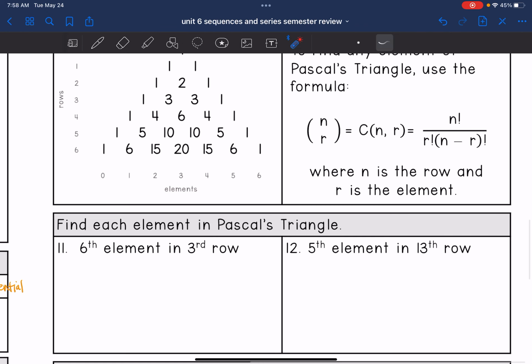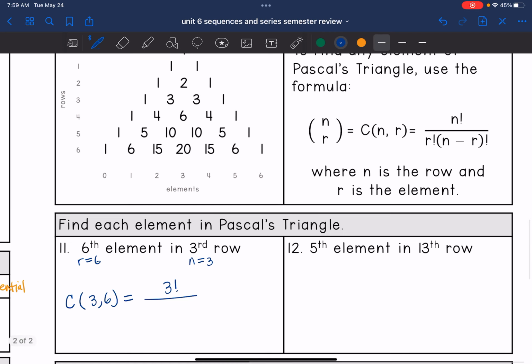So find each element in Pascal's triangle. They want the 6th element in the 3rd row. So element is r. So this means that r is 6. And row is n. So n is 3. We're going to plug it in to this formula here. So C(3,6) is equal to 3 factorial over 6 factorial times (3 minus 6) factorial.